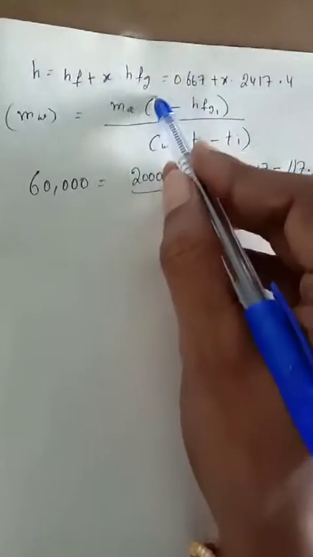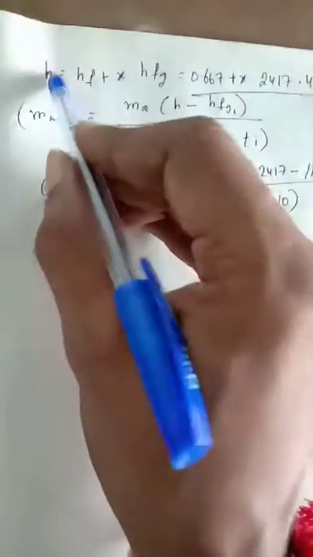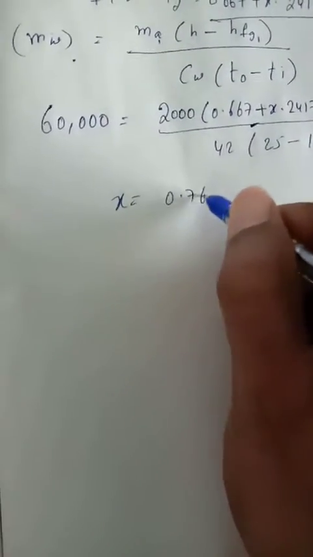These are all the values here. I just substitute all these values. CW is given, MW is given, MA is given. All values I substitute in here and then solve this. Here we will get X is equal to 0.76. Okay, this is the answer.